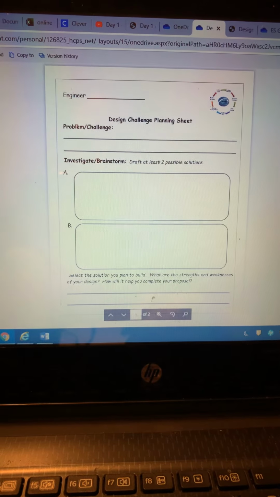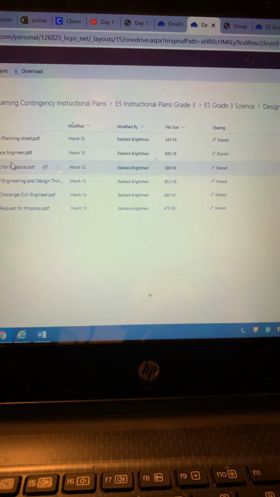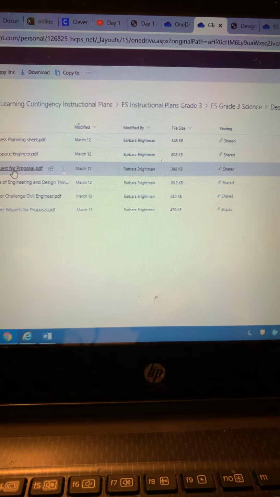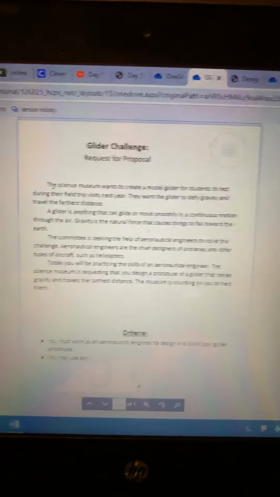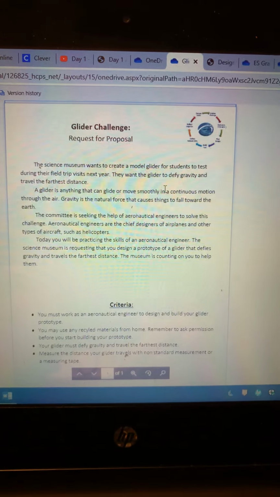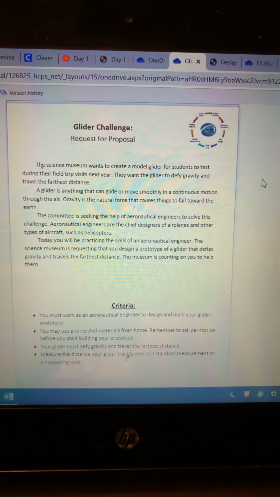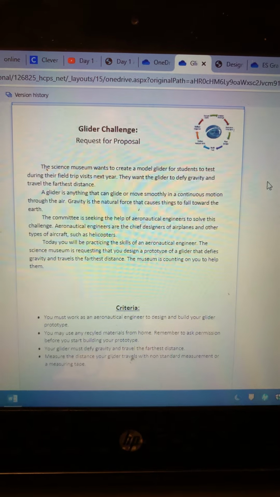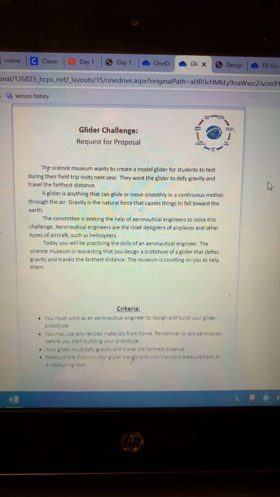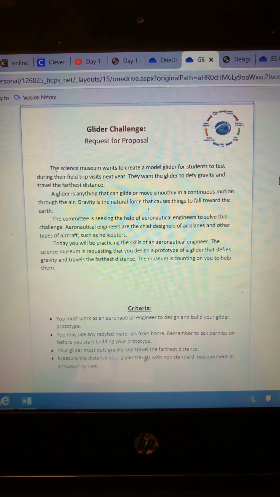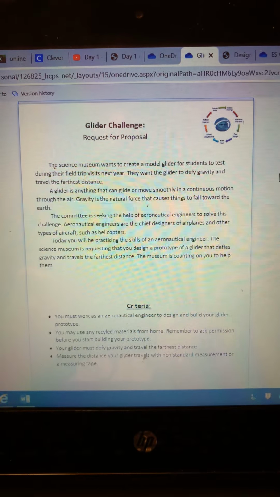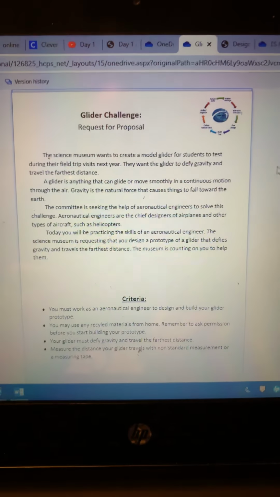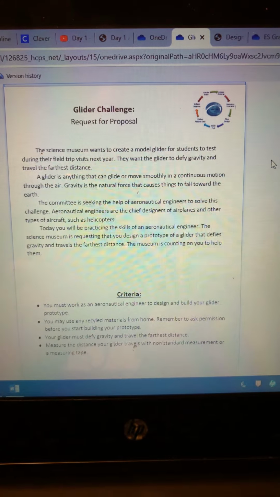Okay, so give me 1 second as I navigate back to our request for proposal. Okay, so this says, the Science Museum wants to create a model glider for students to test during their field trip visits next year. They want the glider to defy gravity and travel the farthest distance. A glider is anything that can glide or move smoothly in a continuous motion through the air. Gravity is the natural force that causes things to fall toward the earth.